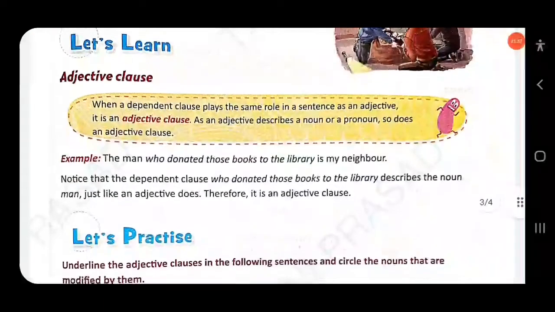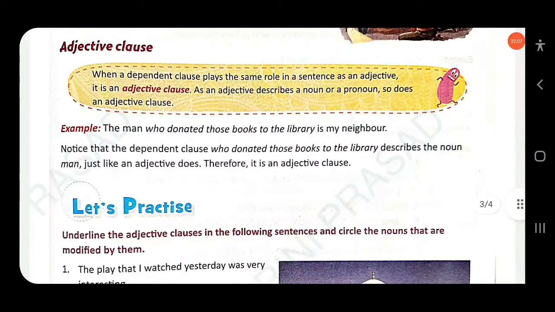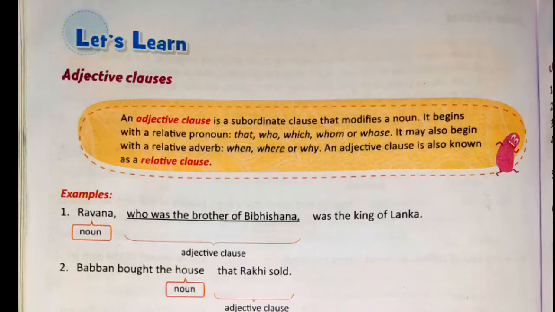Then next here, adjective clause. An adjective clause is also a subordinate clause that modifies a noun. The function of an adjective is that it tells more about the noun or pronoun. An adjective clause begins with a relative pronoun: that, who, which, whom, or whose. It may also begin with a relative adverb: when, where, or why. An adjective clause is also known as a relative clause.